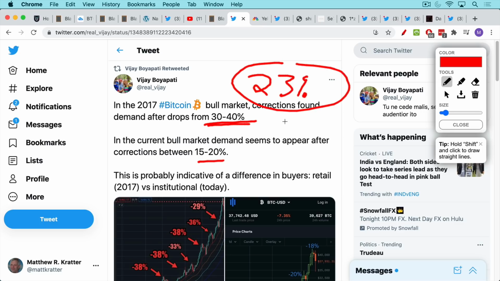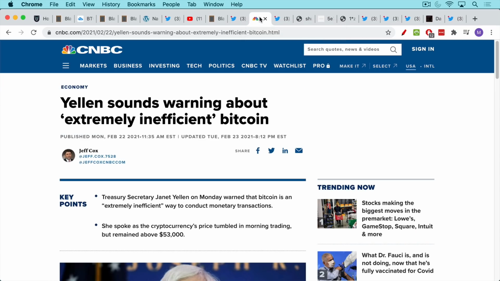23% drawdown. What's different now is in 2017, there were a lot more retail traders, and now there are a lot more institutional investors like Square, we're going to talk about, who have been buying the dip. And this really helps to dampen the volatility of the asset. So it seems volatile. It's still very volatile by the standards of other asset classes, but this volatility is going down over time.